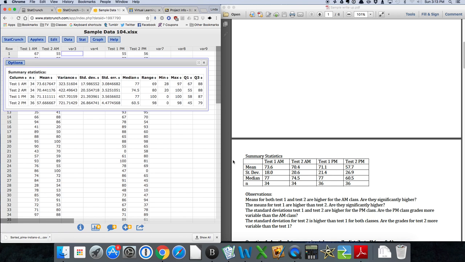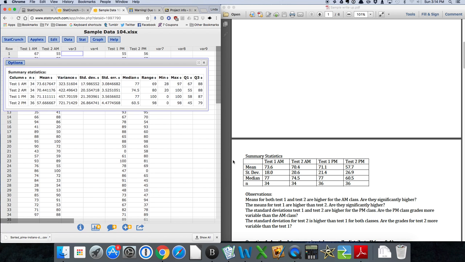The means for test 1 are higher than the means for test 2. Are they significantly higher? And then as far as variability goes, the standard deviations for test 1 and test 2 are higher for the PM class. So are the PM grades more variable than the AM grades? And the standard deviation for test 2 is higher than test 1 for both classes. So are the grades for test 2 more variable than the grades for test 1?